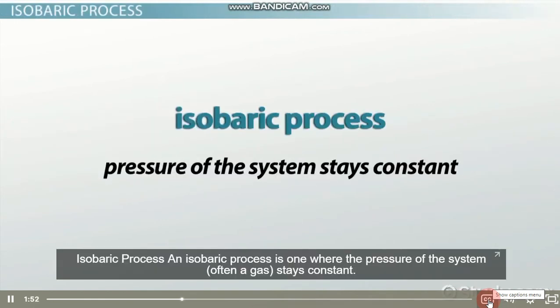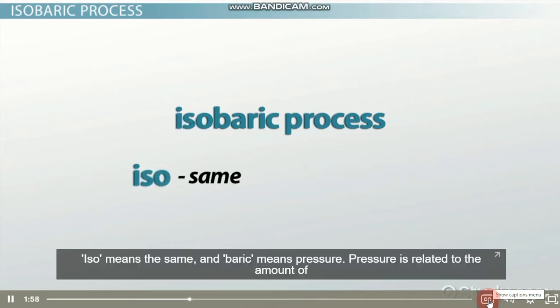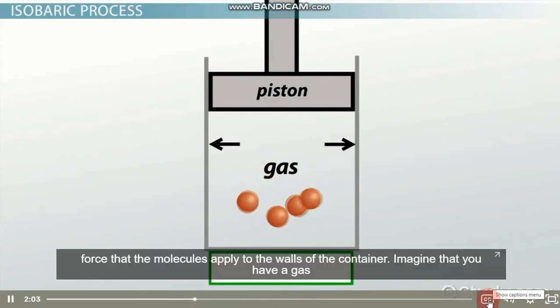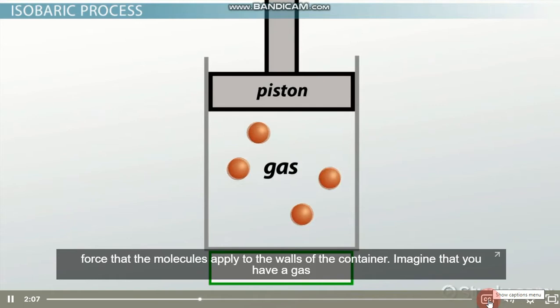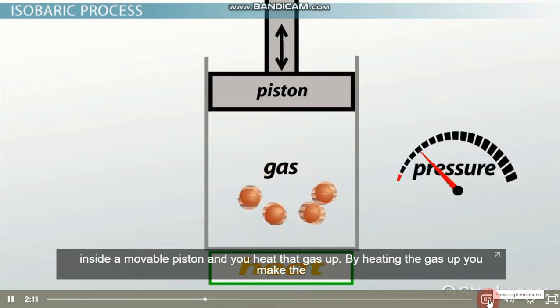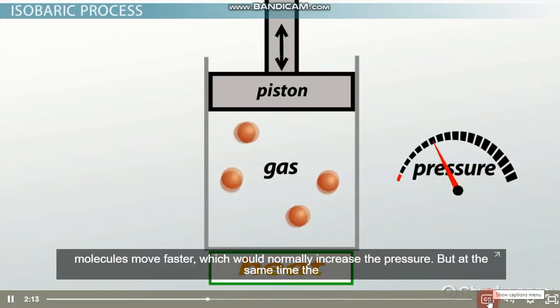An isobaric process is one where the pressure of the system, often a gas, stays constant. Iso means the same, and baric means pressure. Pressure is related to the amount of force that the molecules apply to the walls of the container. Imagine that you have a gas inside a movable piston and you heat that gas up. By heating the gas up, you make the molecules move faster, which would normally increase the pressure.